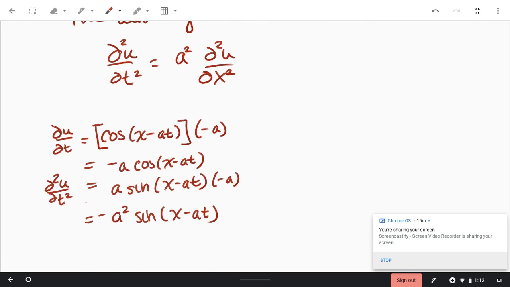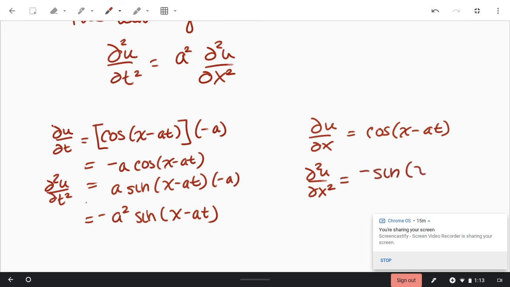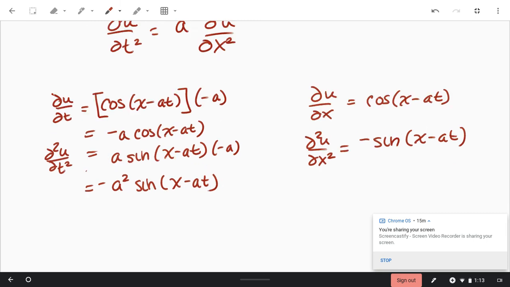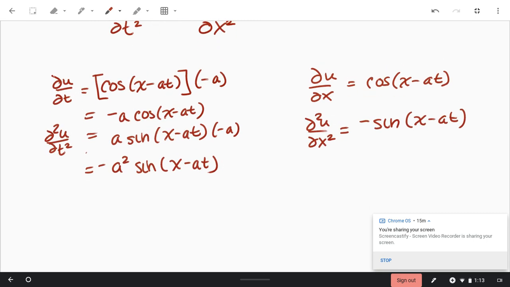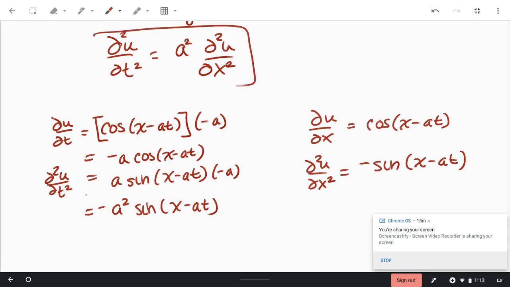Now we need du/dx, right? So du/dx would be, again, cosine of (x minus at), but then just times 1, right? The derivative of the inside, if at is a constant, the derivative of x is just 1. And so then we can take the second derivative of that, which would be negative sine (x minus at) times 1. We're good.